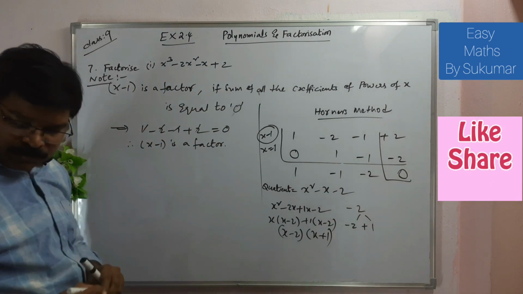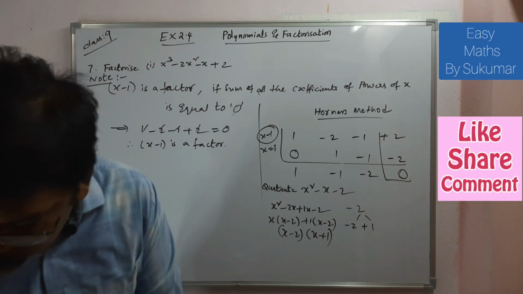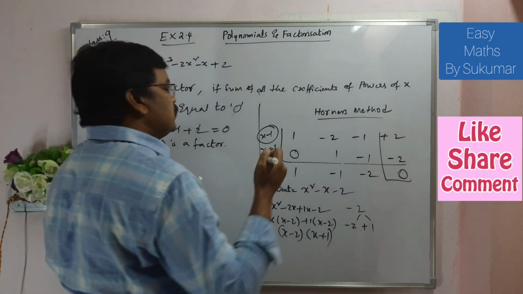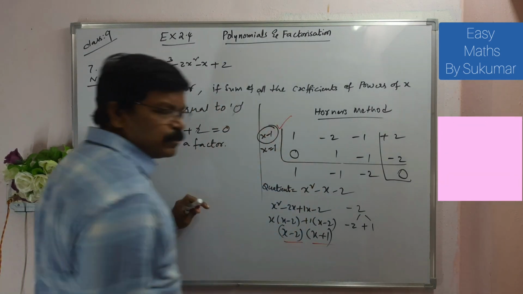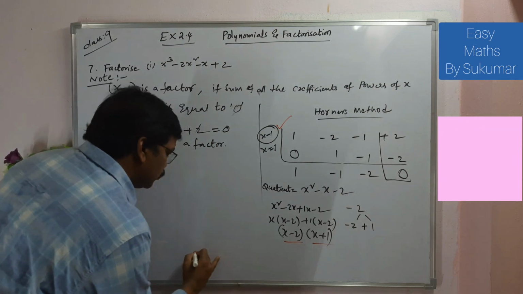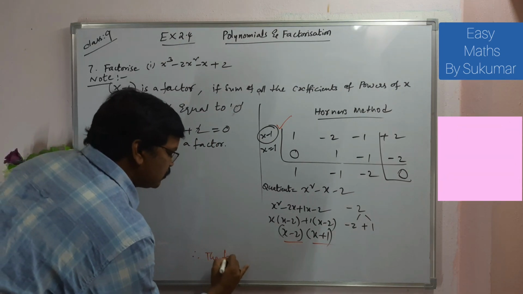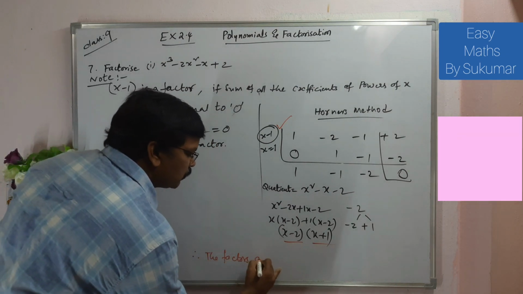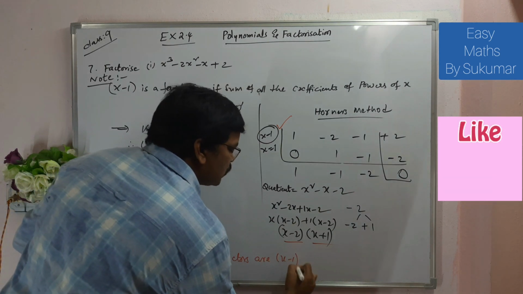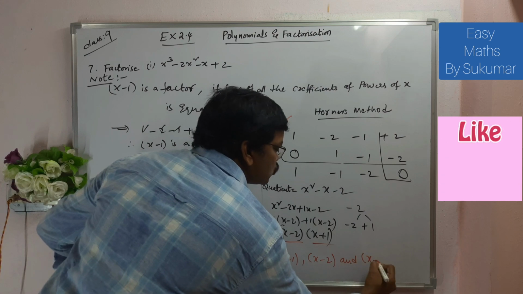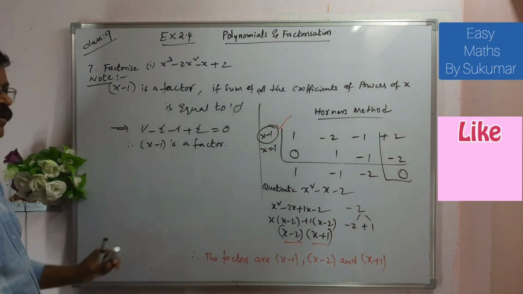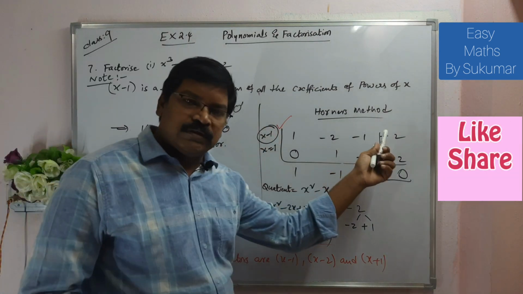Therefore, what factors do we get here? The first one is x minus 1, then x minus 2, and x plus 1. We get 3 factors. Therefore, the factors are x minus 1, x minus 2, and x plus 1. I hope you understand this Horner's method, my dear students.